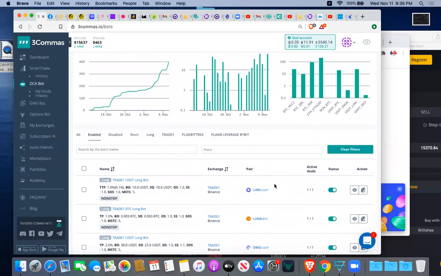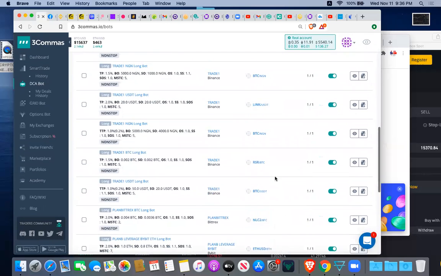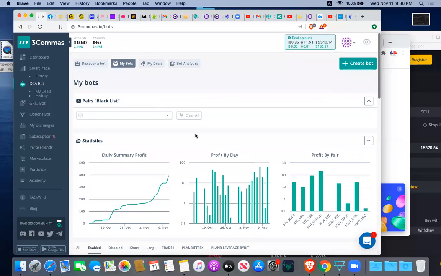So now, what it does is this. You can see all manner of bots I've set up here. Now, when you are setting up your bot, very simple. We have said create a bot, so you click on DCA bot. We have said dollar cost average bot. What does it do?